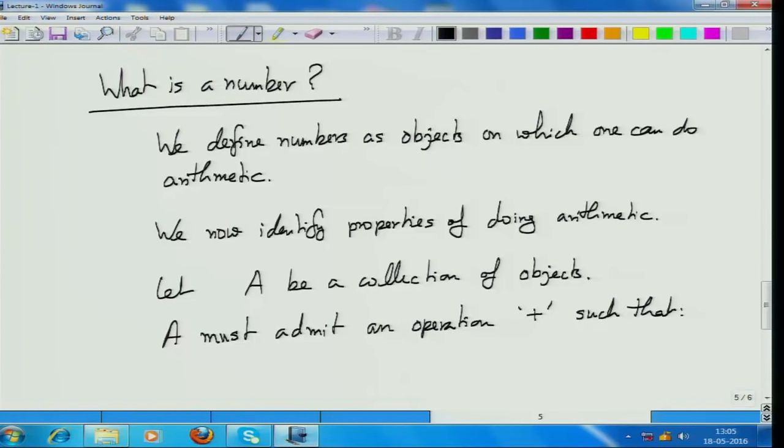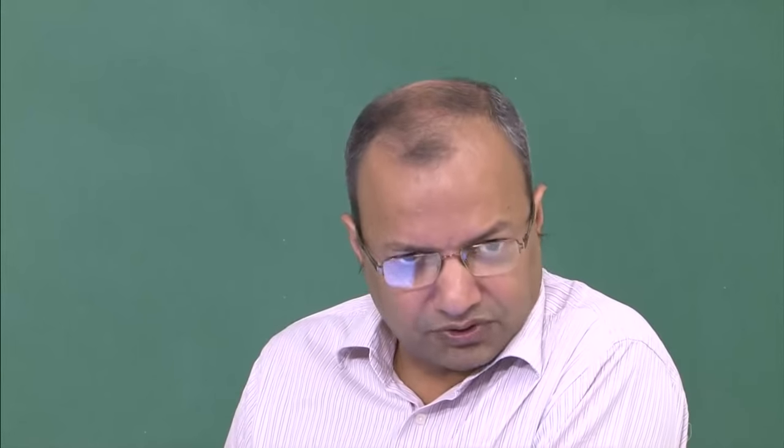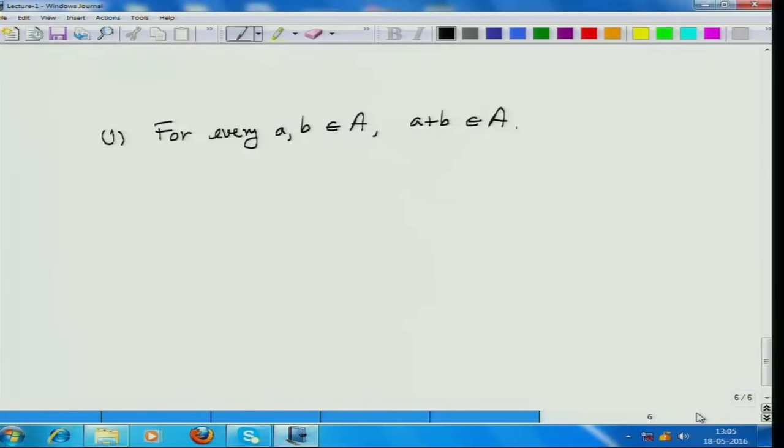The first requirement is that this collection of objects must admit the addition operation, which I am going to represent with the symbol plus. And this satisfies the following properties. The first one is the closure property, that for any A and B in the collection, A plus B must be defined and must be another object in the collection.